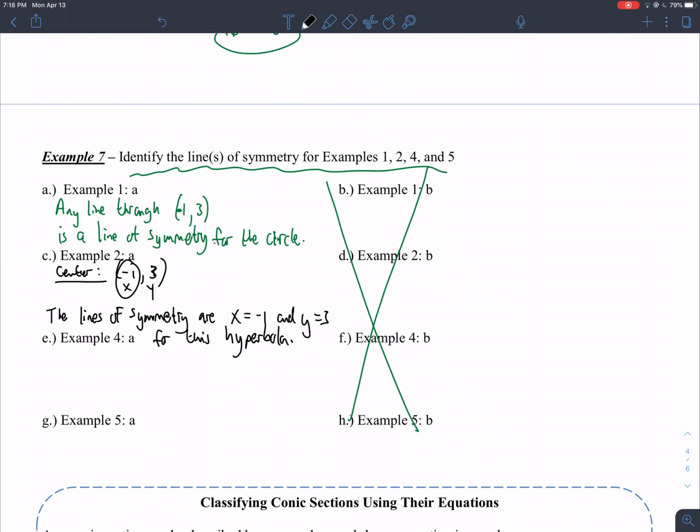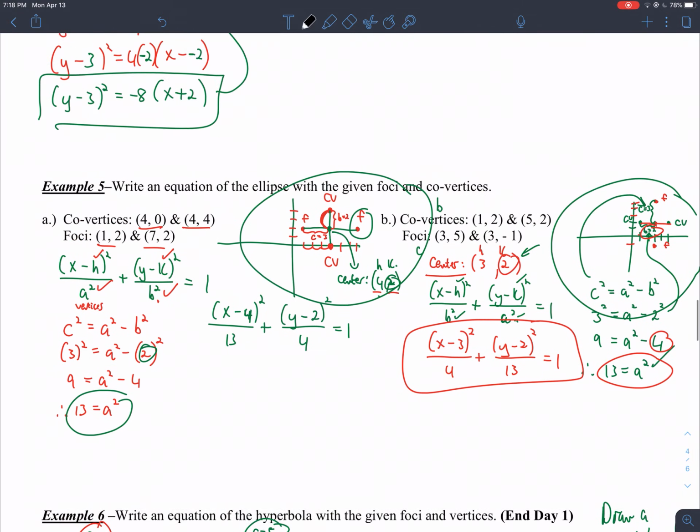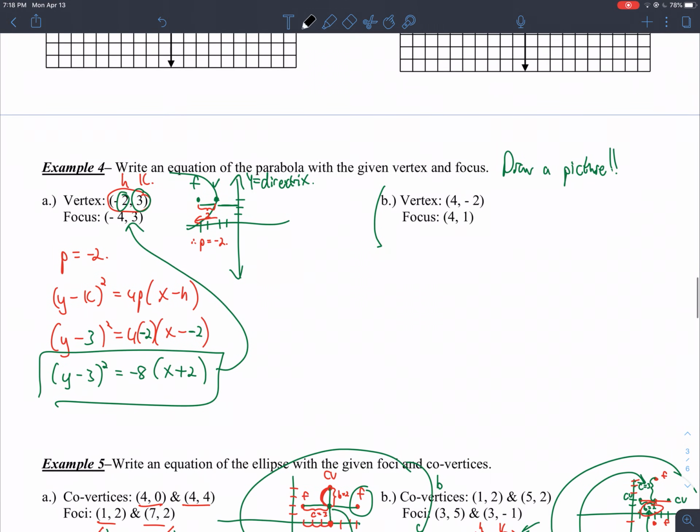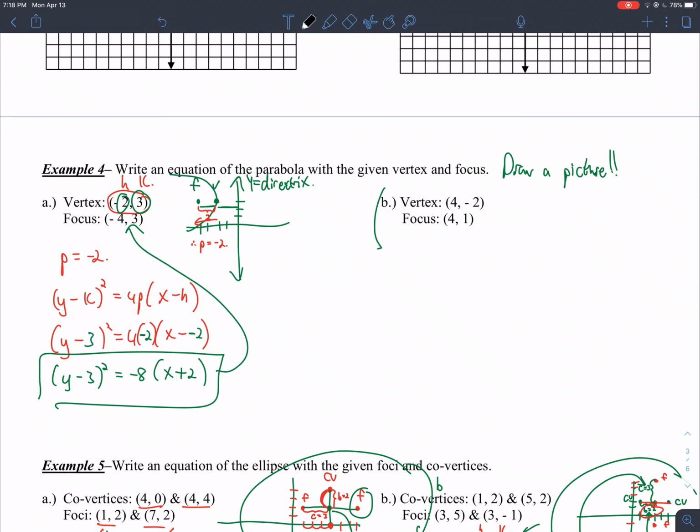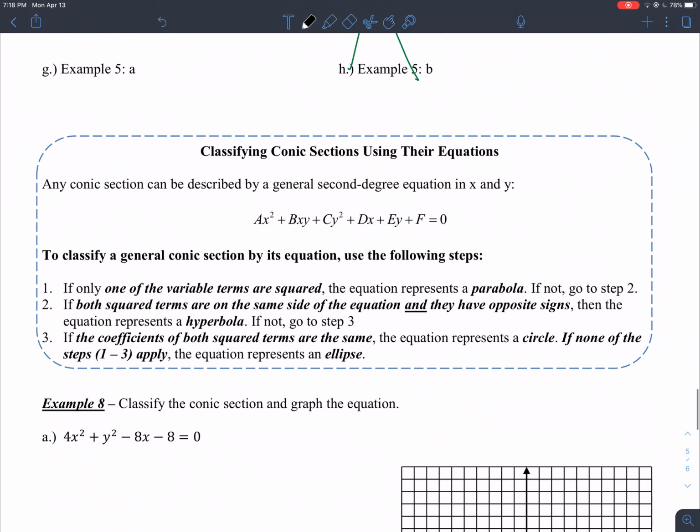Example 4a. What was example 4a? Where is that? Oh, here we go. Example 4a. Well, that is a parabola. And the parabola has a vertex at negative 2, 3. Here's the vertex. So this is what we would call the axis of symmetry for the parabola. Okay? So the line y equals 3 would be the axis of symmetry. And that's the only line of symmetry here.